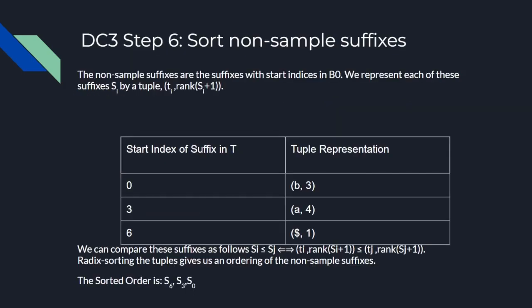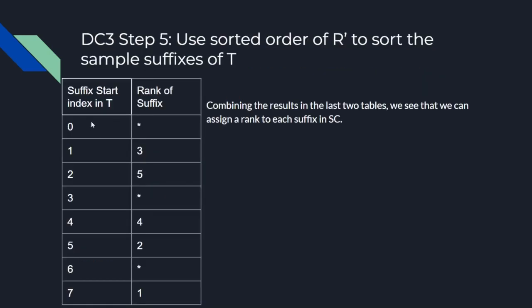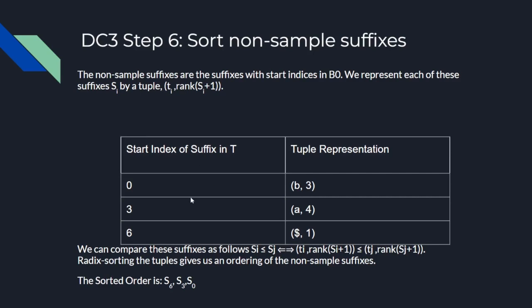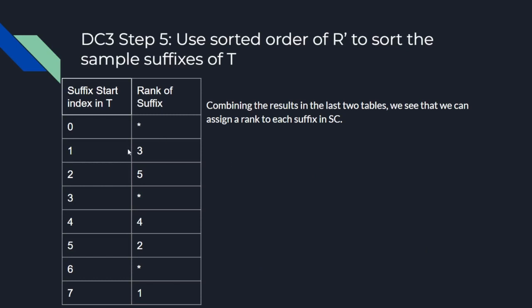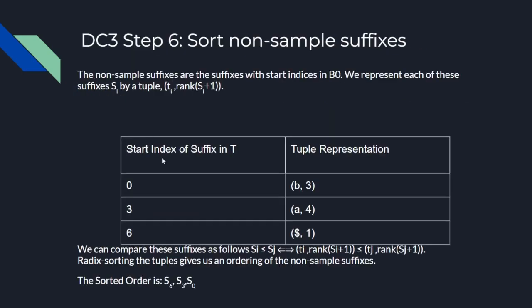In order to sort the non-sample suffixes, we have to represent each of them by a tuple, which includes T of i and the rank of S of i plus 1, which is the rank of the one right below it. And that gives us this representation. We have index 0, which is B in the string, and as you can see in the table, the suffix with index plus 1 of 0 is 3, so we add rank 3, and then we can compare these suffixes as follows.